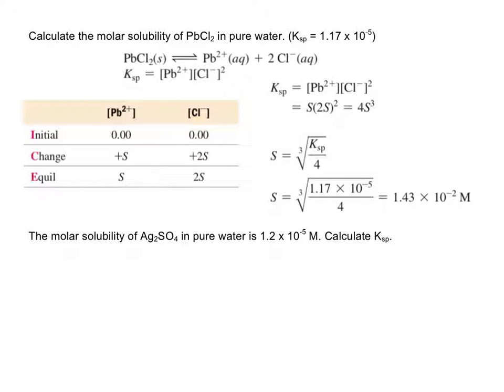All right, and then we can also go the opposite direction. So here we have a problem that's the molar solubility of silver sulfate in pure water is 1.2 times 10 to the minus 5th molar.